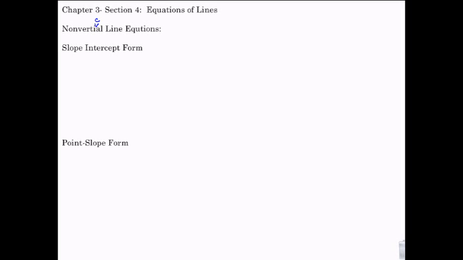So we have non-vertical line equations, okay? And the reason these are non-vertical lines is that a vertical line, if you recall, is up and down. That's vertical. And every vertical line has the same form of an equation. Not the exact same equation, but the same form of an equation, and that's x equals some number.